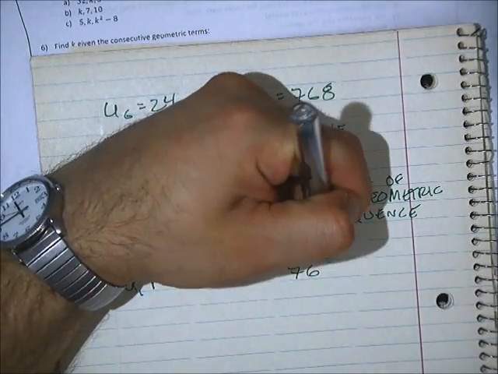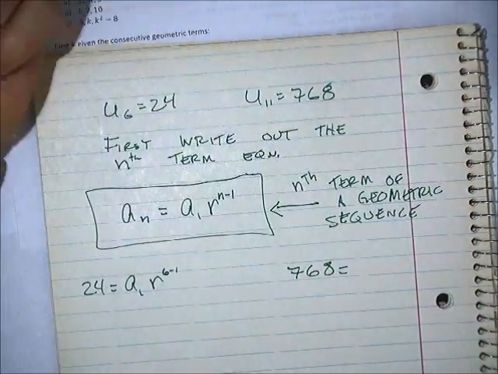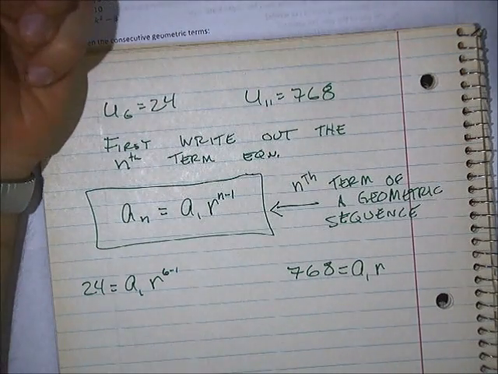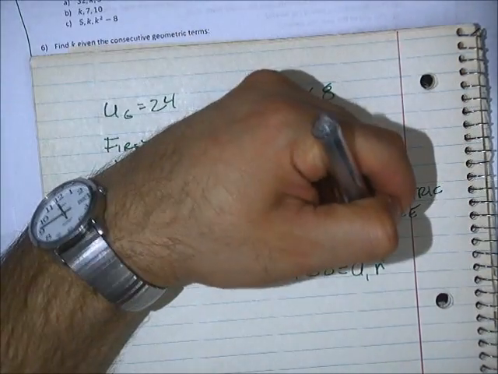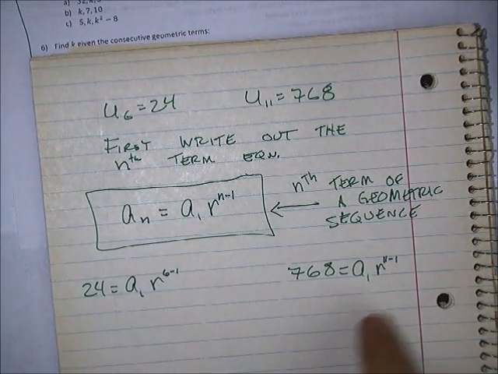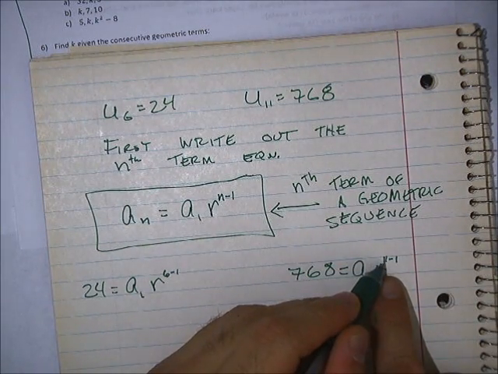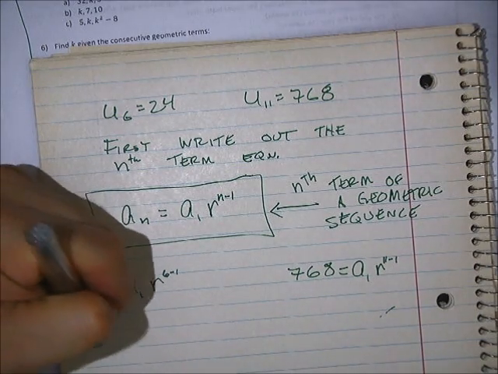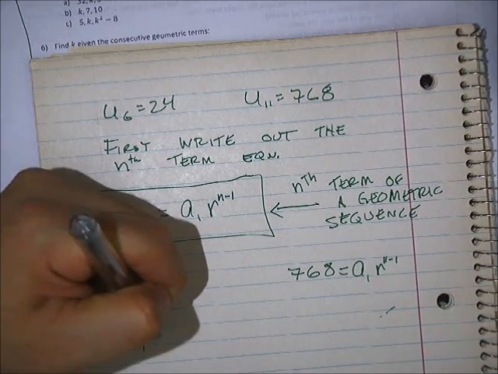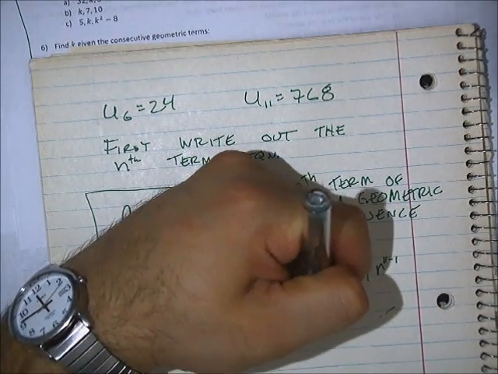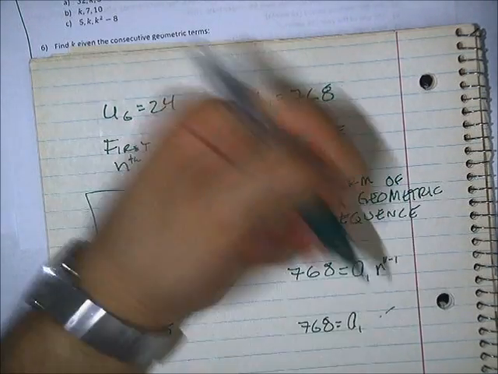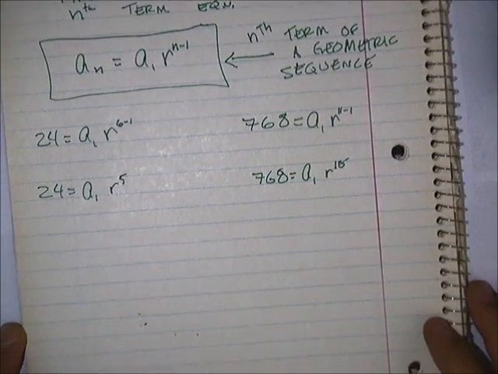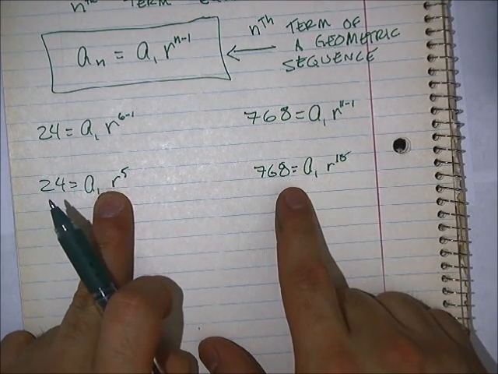I can write another equation with this information up here. I can say 768 is equal to a sub 1, which I don't know, times r, which I don't know, but I do know that I have 11 minus 1 because it's the 11th term, just like over here I had the 6th term. So let's simplify this down. 24 is equal to a sub 1 r to the 5th. 768 is equal to a sub 1 r to the 10th power. And now I basically have a system of equations here.